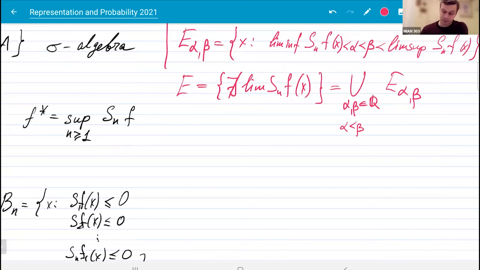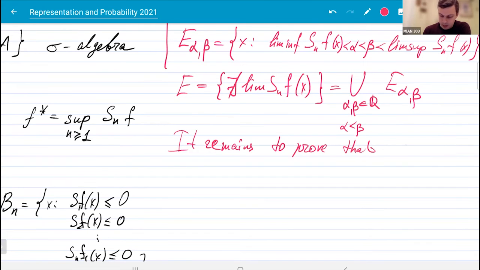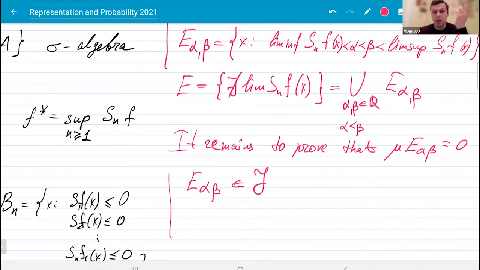Well, then it remains to prove that the measure of E alpha beta equals 0 for any alpha and beta. Okay, the first thing is that E alpha beta is an invariant set.